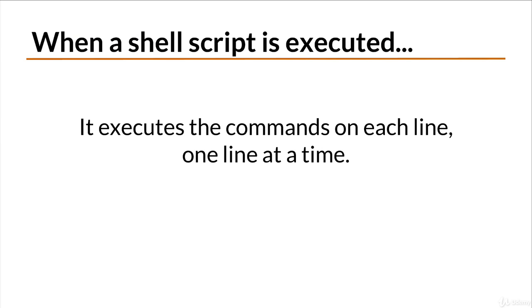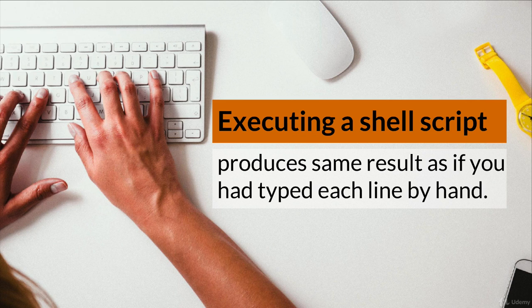When a shell script is executed, it in turn executes the commands listed in the script. It starts at the top and executes the commands on each line, one line at a time, until the end of the file. Executing a shell script will produce the exact same result as if you had typed in each line by hand directly into the terminal. So, shell scripts are plain text files that contain a series of commands.